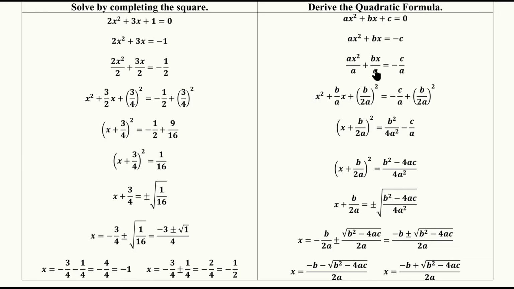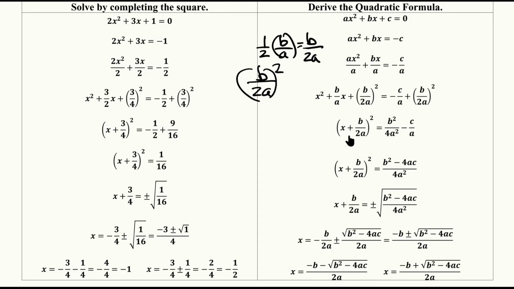Now notice the coefficient of x here is b over a. So when we take 1/2 of b over a, of course we end up with b over 2a. And then in the second step of the process of finding how to complete the square, we have to square the b over 2a, and that's where we find this expression that we're adding to both sides. So then we know that this perfect square trinomial will factor in this fashion.